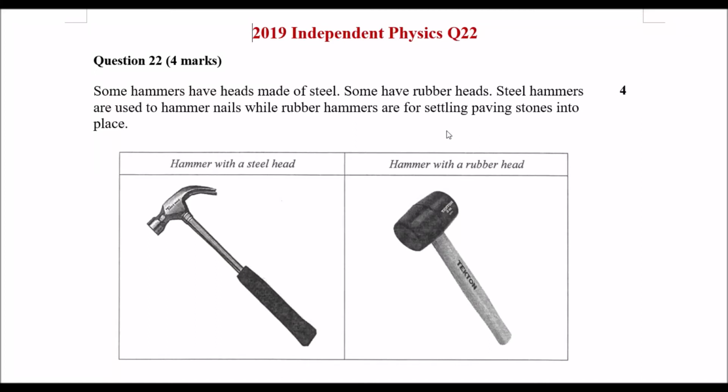My name is Mr. Wong, and today we'll be covering a question from Module 2, Inquiry Question 3. This is all about collisions. We're going to explain the exam of the 2019 Independent Physics paper for Year 11, Question 22. So, we have two different types of hammers, a hammer with a steel head, as you can see, and then we have a hammer with a rubber head.